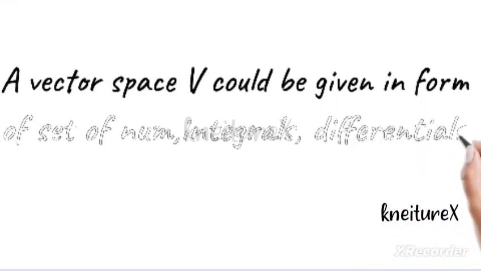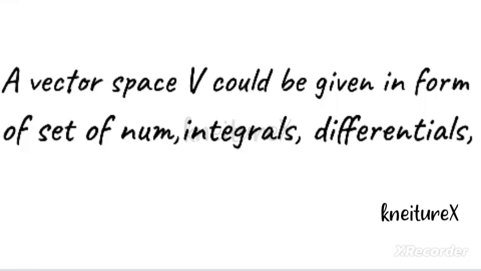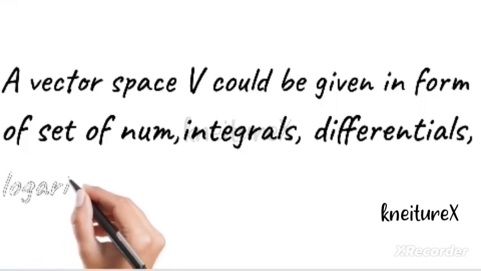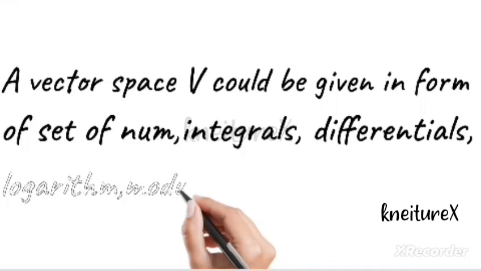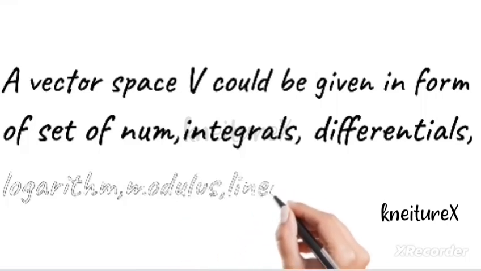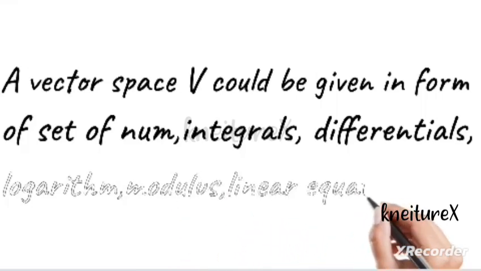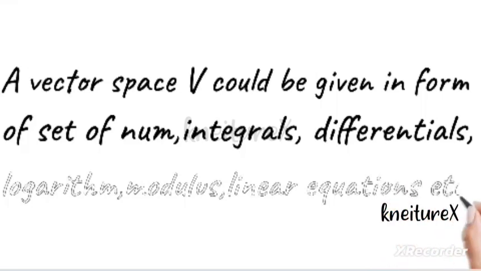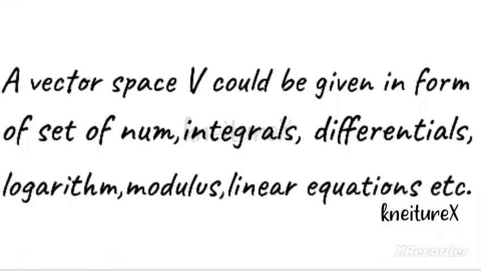It could be an integral, it could be a differential. Also, it could be in the form of modular arithmetic. When you talk about modular arithmetic, you're talking about cyclic events like working in modulo 1, modulo 2, modulo 3. It also could be in logarithm, linear equations, quadratic equations, so many others that we are going to be looking at. So we have a variety of vector spaces, but the example we'll be looking at today will be based on the set of numbers, and we'll be looking at n-dimensional Euclidean space.